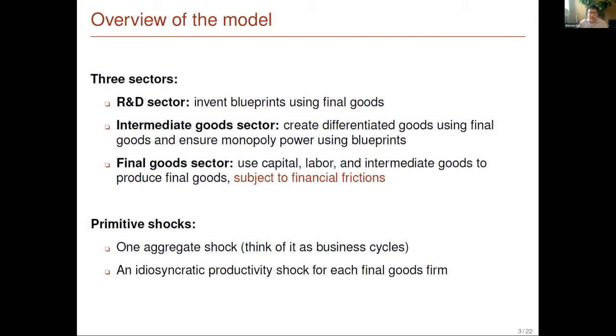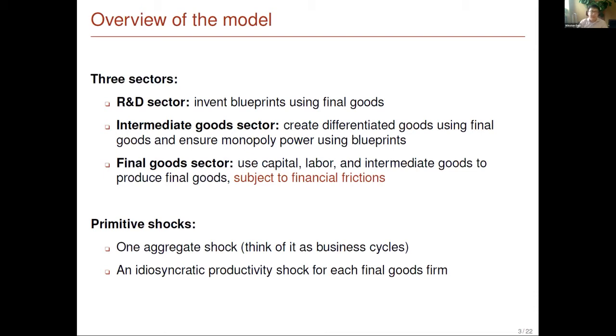But importantly, the key deviation in our paper relative to the standard Romer's model is, later I'll show you, the final goods sector firms are not homogeneous anymore. And the capital reallocation is now inefficient because they are facing financial frictions, equity market frictions, and debt market frictions. And in this model, it's very simple in the sense we only have one aggregate shock. You can think of it like a business cycle shock. And also each firm is subject to a firm level idiosyncratic productivity shock.